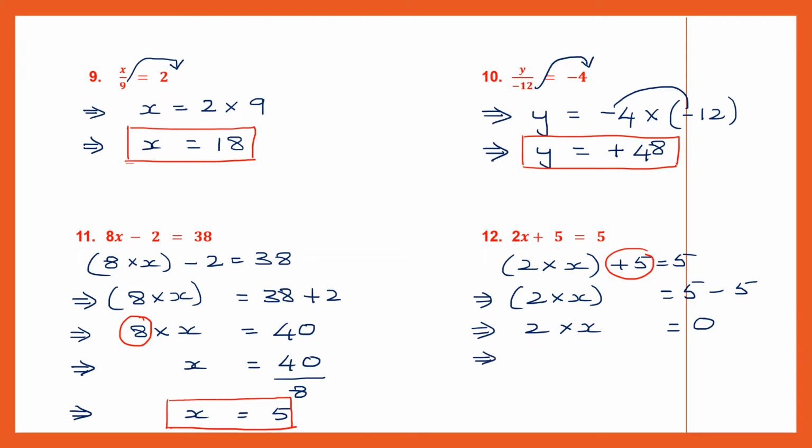So if we have to find the value of x, we say 0 divided by 2 because we are transposing 2 to the other side. So 0 divided by 2. So what is the value of x? 0 divided by 2 is 0. So the value of x in this question is 0.